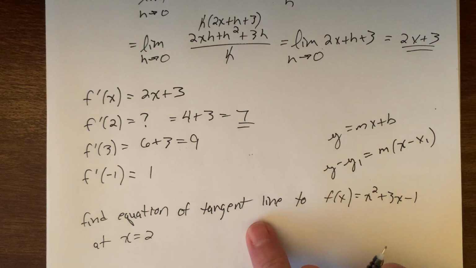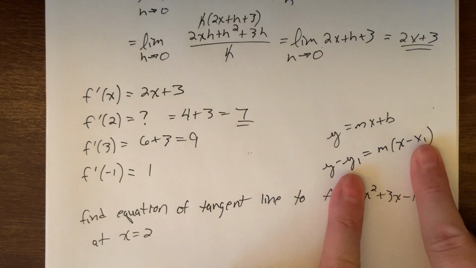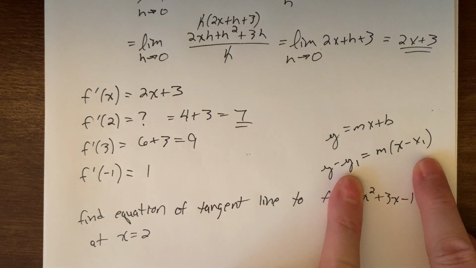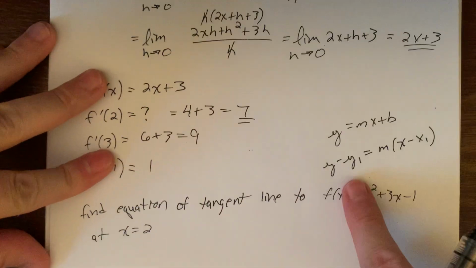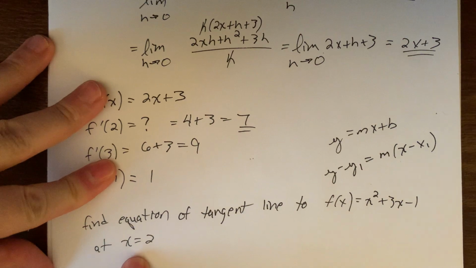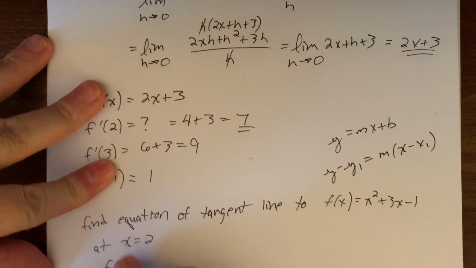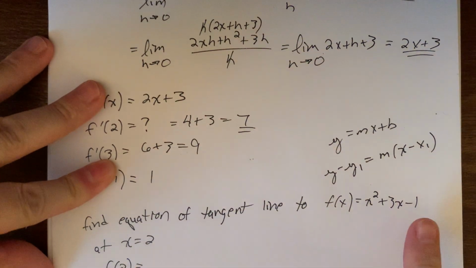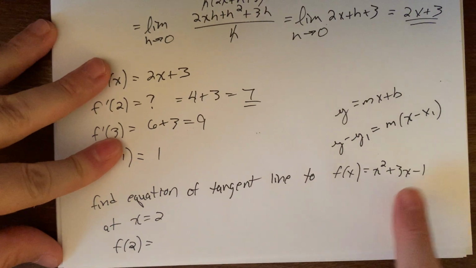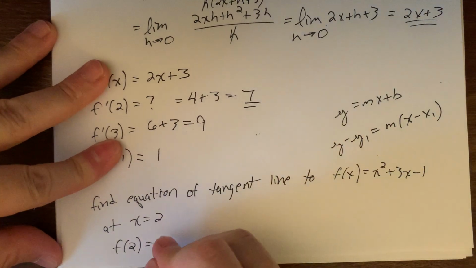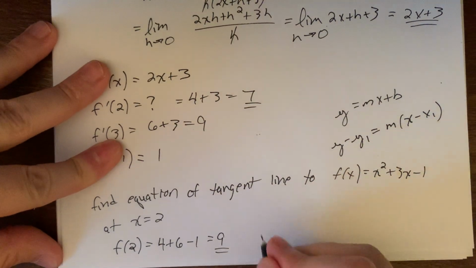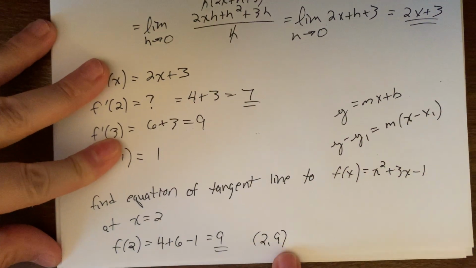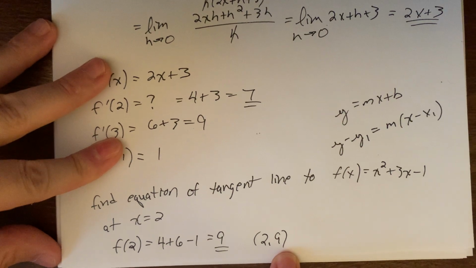If we want the equation of the tangent line, this will allow us to use any xy pair, and we'll also need the slope. So how would I get the xy pair? Well, you have the x coordinate. We get the y by plugging into the original function, which was already given. So I'll do that quickly. That's 4 plus 6 minus 1. So we get the xy pair is 2 comma 9.